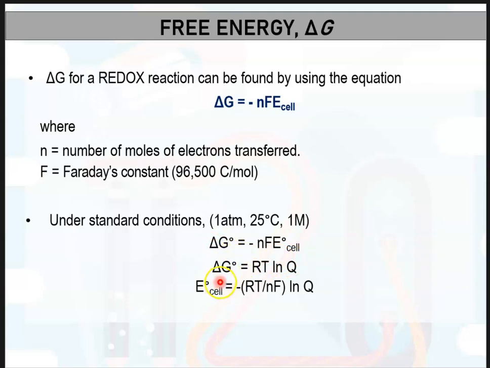In certain condition, we can calculate delta G using this equation. Delta G is equal to RT ln Q. E cell is equal to negative RT over nF ln Q. R is the constant value, and ln Q, later we will look at what the ln Q is.